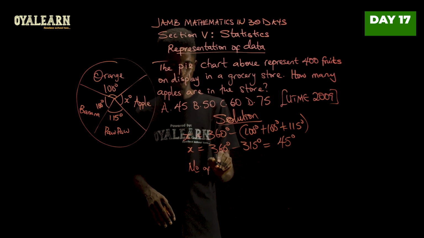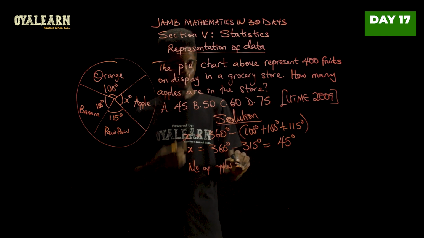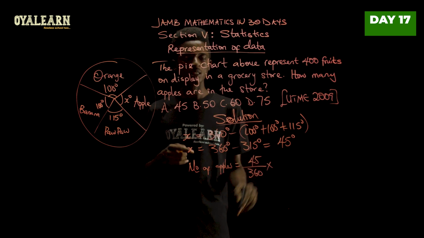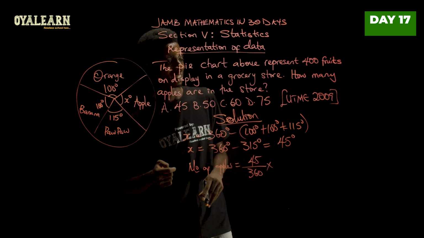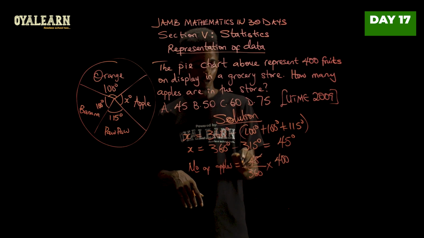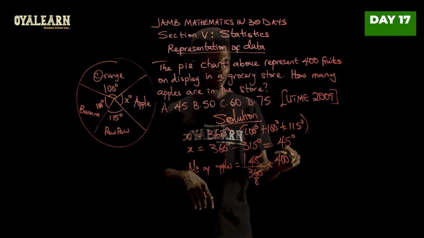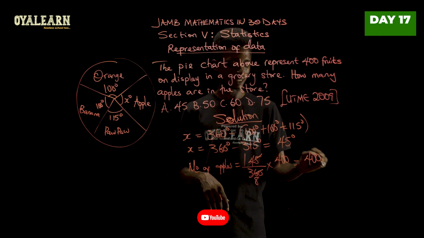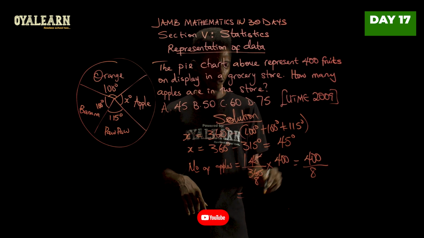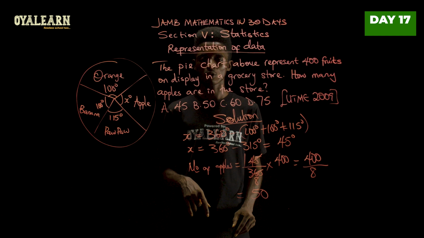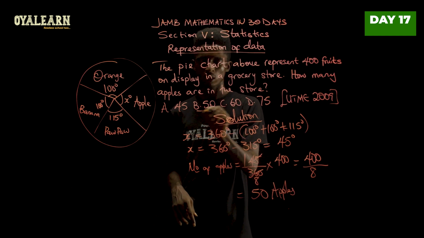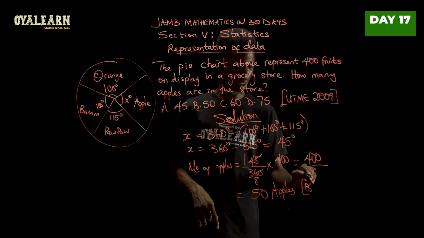So to find the number of apples in the grocery store, number of apples would then be 45 over 360 multiplied by the total number of fruits in the store. So since we have 400 fruits, this would then be 45 over 360, 45 into 360 is 1 over 8. We have 400 divided by 8. So number of apples would then be 8 into 40, that's 5, and 0, we have 0. So 50 apples. That is option B.